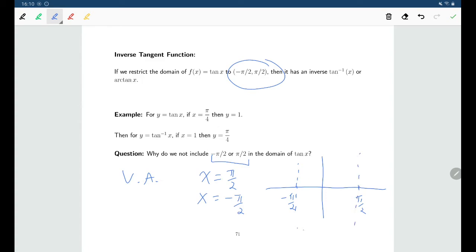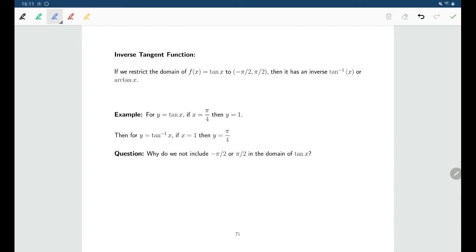looking a little something like this. So, of course, we are not going to be able to include negative pi over 2 or pi over 2 in our domain for tangent. So we have a restricted domain similar to the restricted domain for sine. Sine was from negative pi over 2 to pi over 2, including both endpoints. Tangent is from negative pi over 2 to pi over 2, not including both endpoints. And also, same as before, we could call it tangent inverse or arctan.